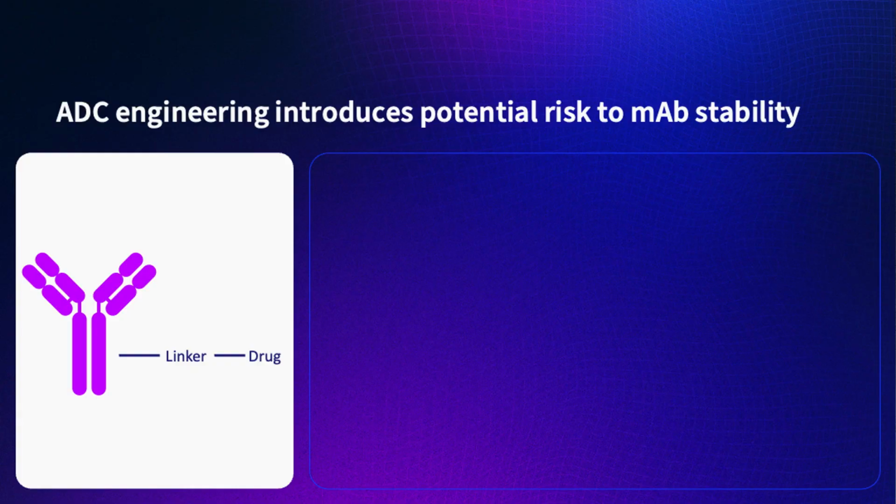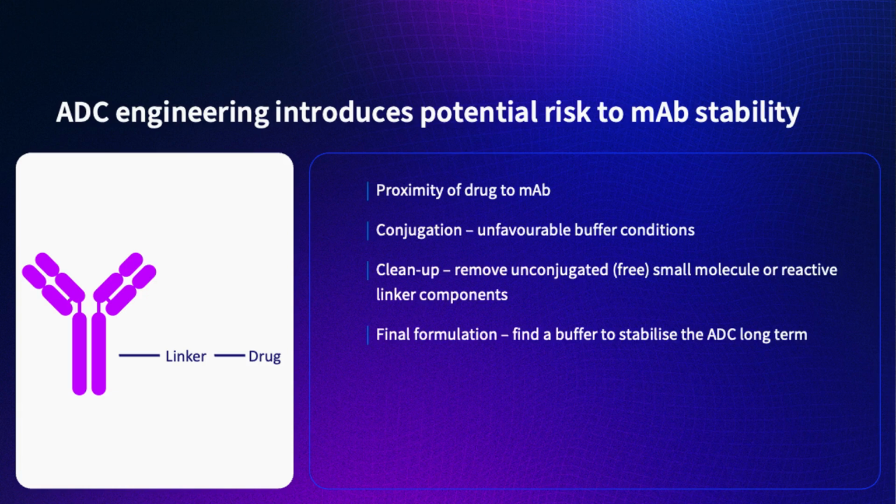So ADCs, or antibody-drug conjugates, are exactly what they sound like: a monoclonal antibody connected to a small molecule drug by a linker. Conjugation of the small molecule to the antibody and subsequent production steps can affect antibody stability in a number of ways. First, the proximity of the small molecule to the antibody will change the antibody's chemical environment, affecting its stability. Second, the conjugation process itself may require buffer conditions that are destabilizing, especially if the reaction requires a long incubation time. Cleanup processes are vital to filter out any remaining unconjugated molecules in the solution that could destabilize the ADC. And the final formulation must be optimized to increase stability of the ADC.